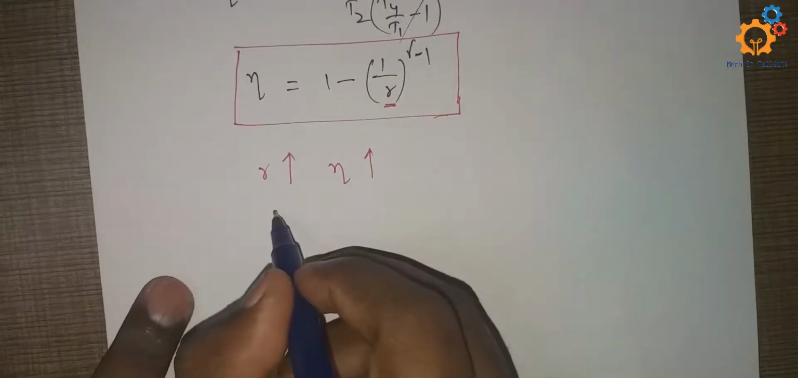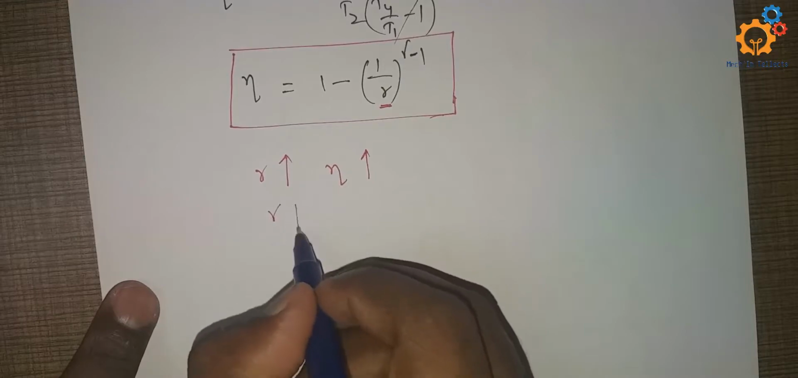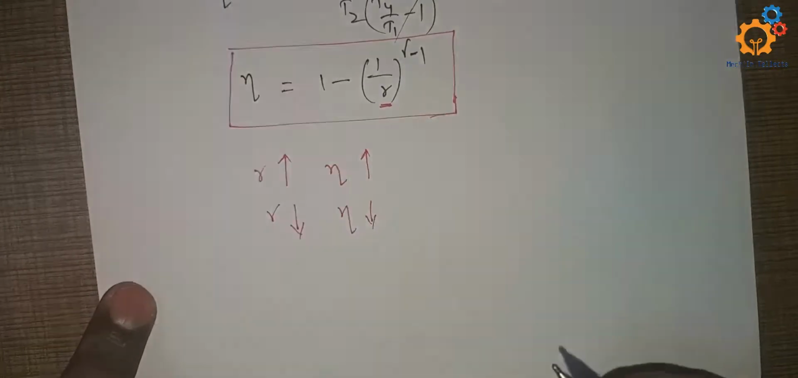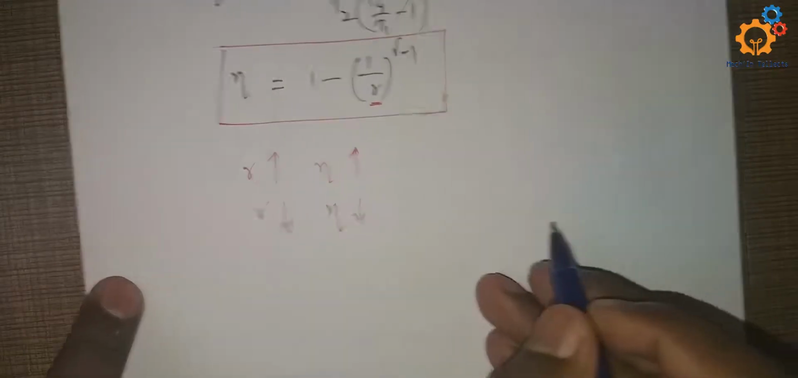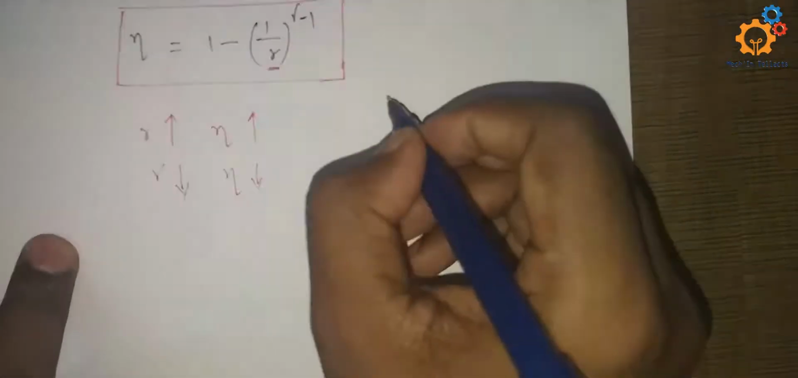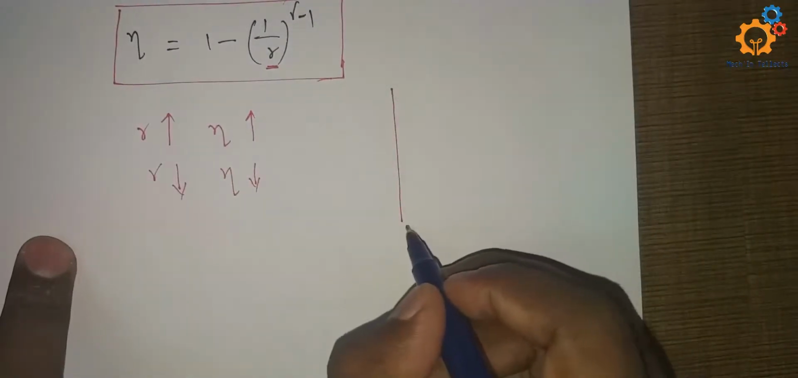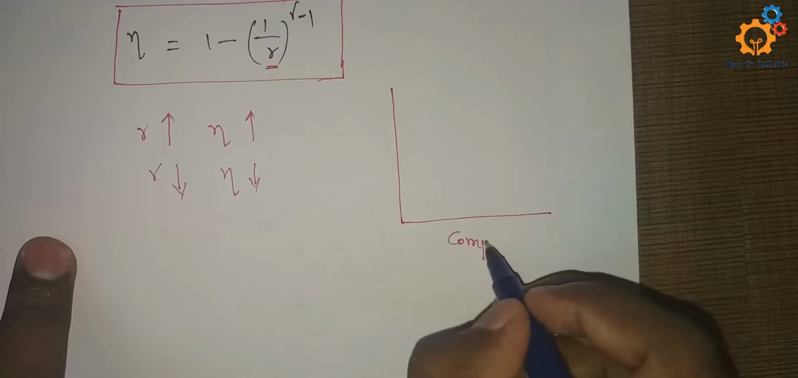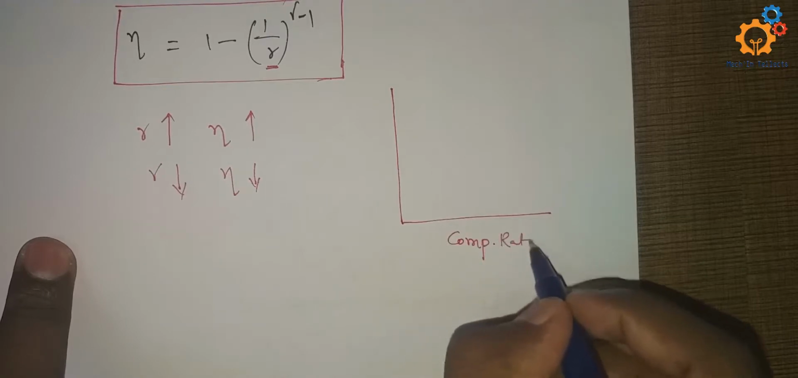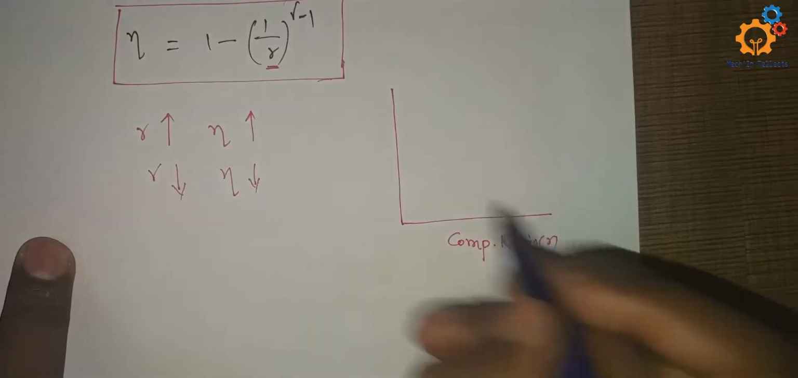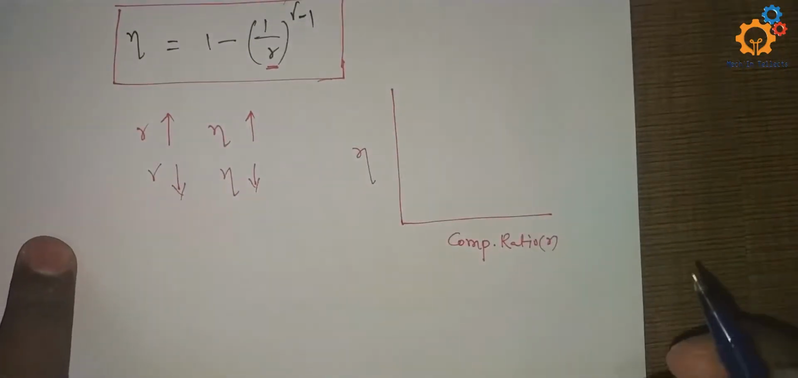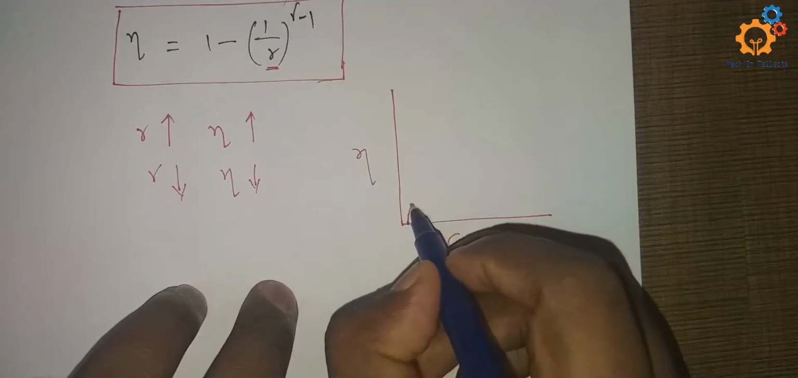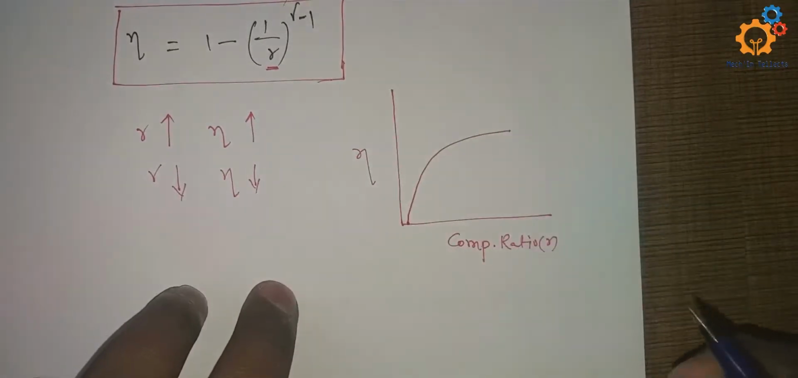Okay, the same way, if you decrease the compression ratio, efficiency also decreases. Okay, if you look at the graph for compression ratio R and efficiency, the graph will be like this.